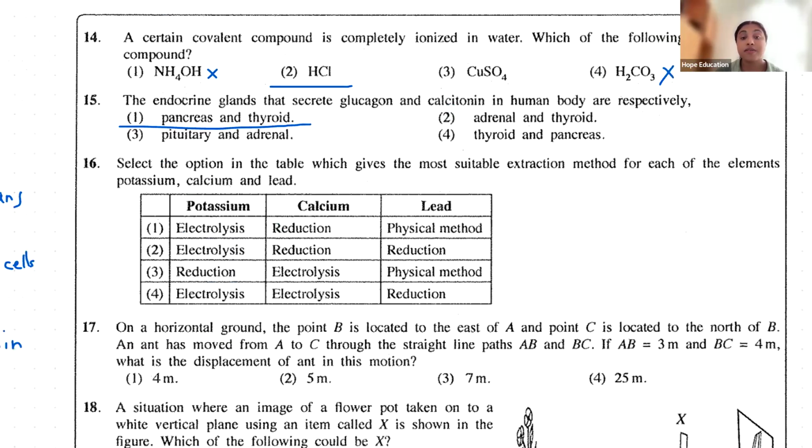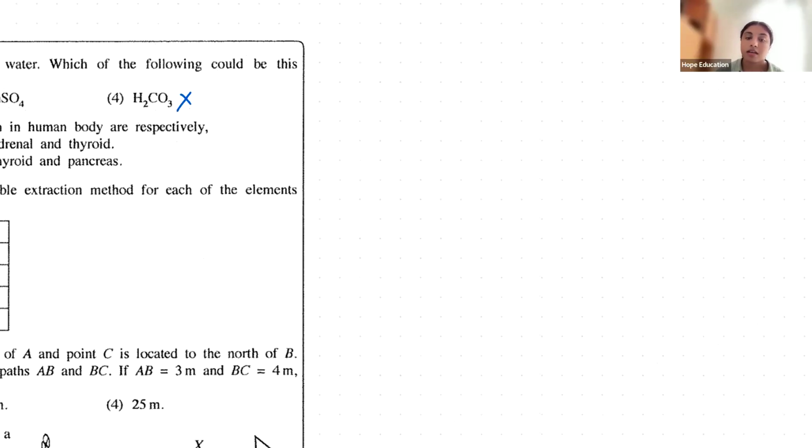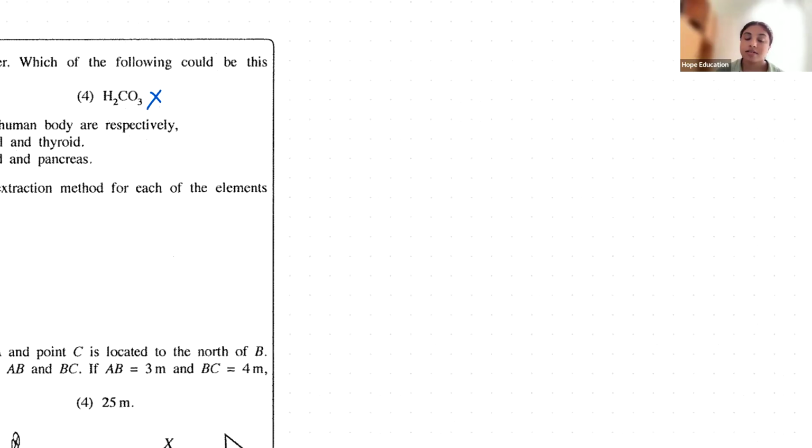Select the option in the table which gives the most suitable extraction method for each of the elements: potassium, calcium, and lead. For this we need the activity series. Tell me the activity series. Where does it start?